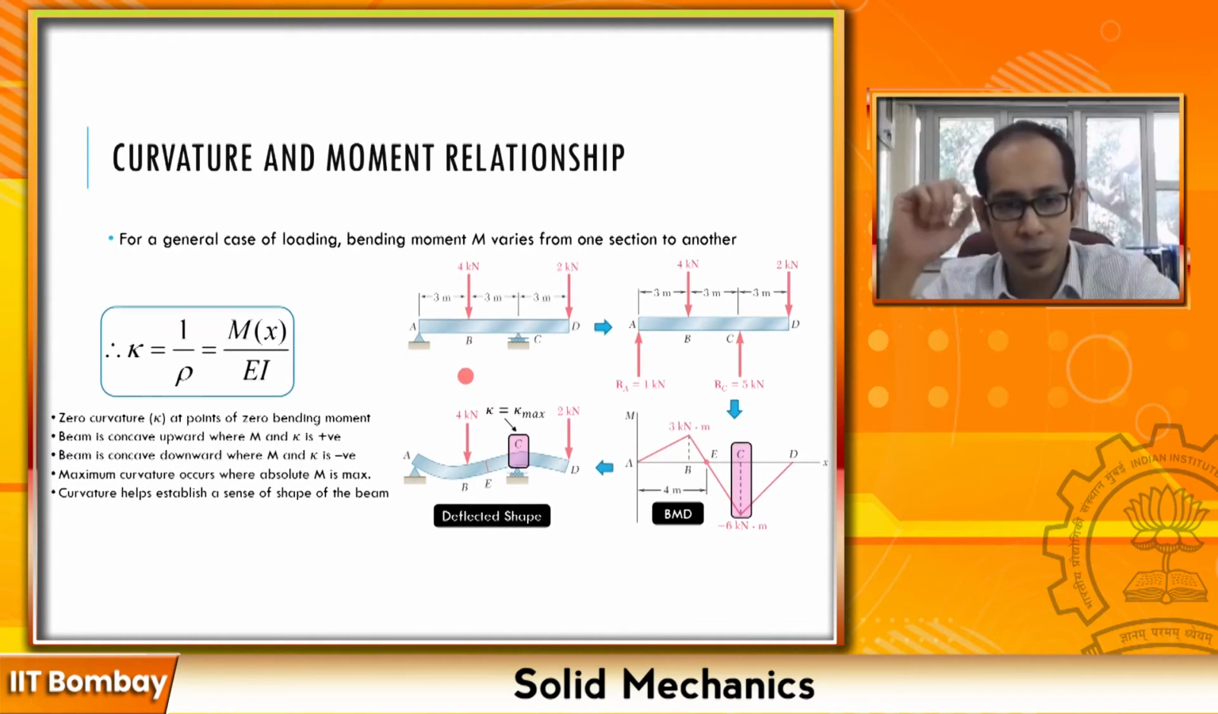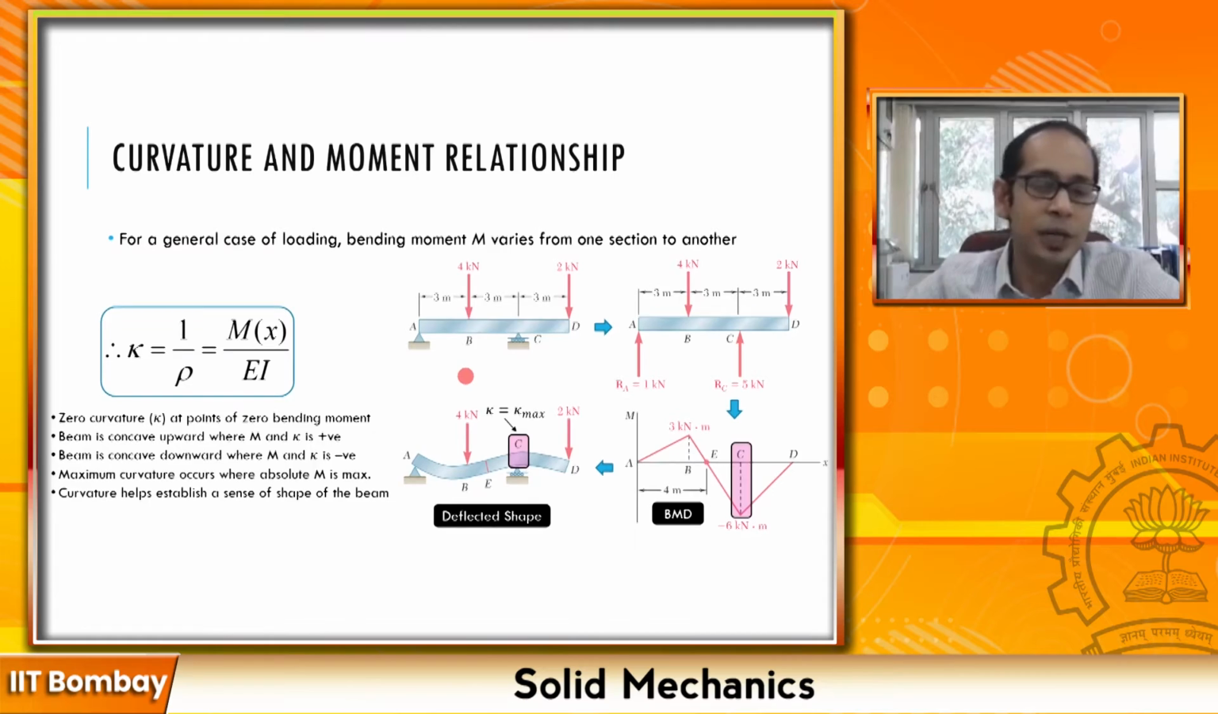So you see, the point which I was stressing over and over is that the curvature helps you in some way to establish a sense of the beam, and you will see soon that essentially you are deriving the deflected shape of the beam. You are trying to find the deformation of the beams, or the deflected shape of the beams, right? So your curvature is going to play a key role in finding the deflected shape of the beam, right?